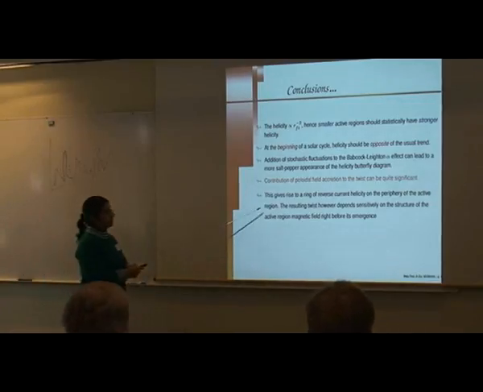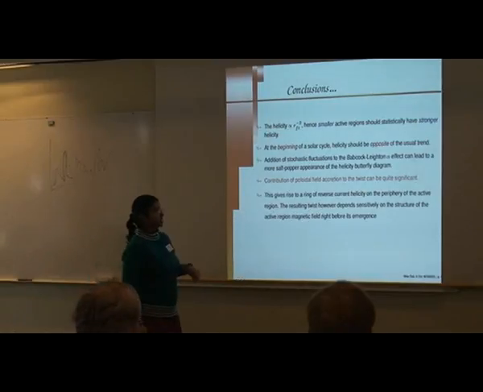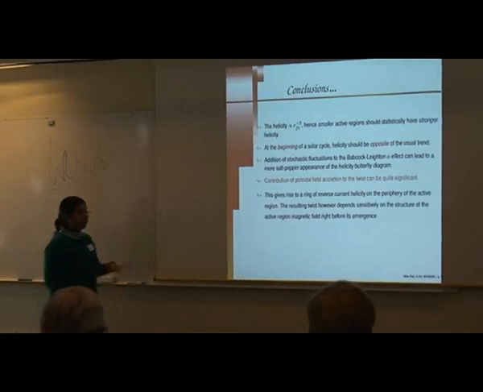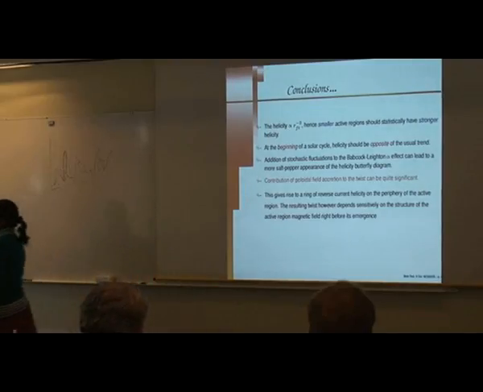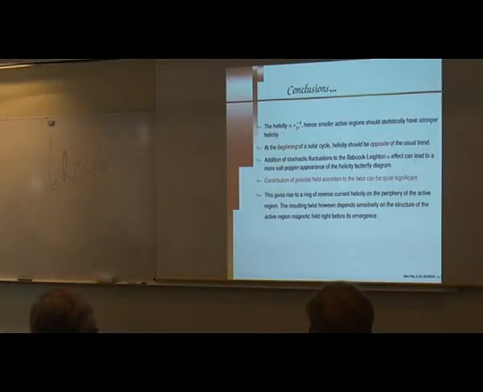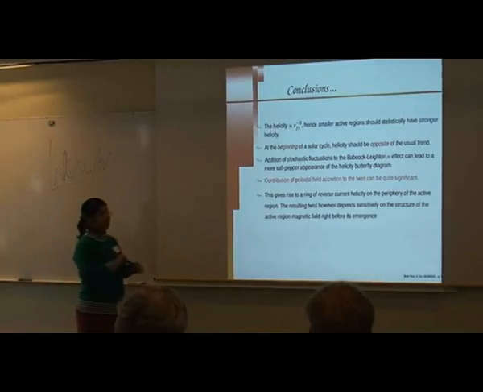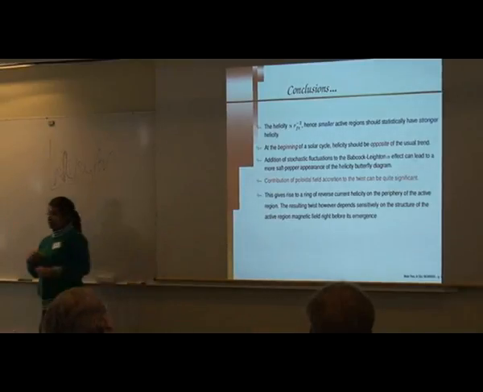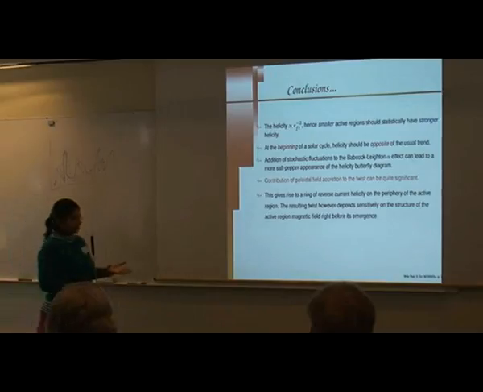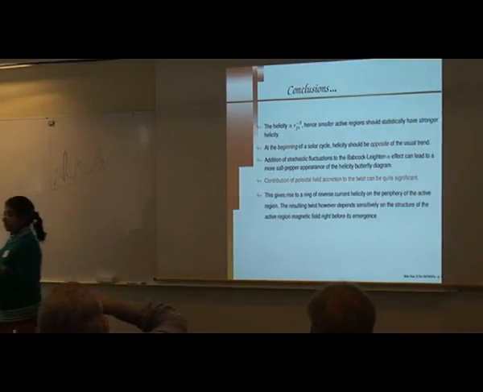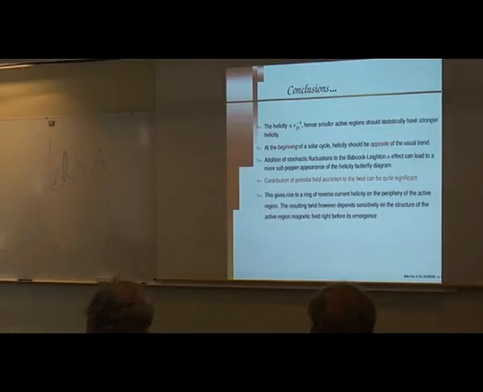And the last result is that this gives rise to a ring of reverse current helicity on the periphery of the active region. However, the resulting twist depends sensitively on the structure of the magnetic field in the subsurface. Since we don't have any information about the subsurface phenomena, it is difficult to say what is really happening there. But I would like to say that the sigma effect, which was proposed by Longcope et al., can be an equal contributor to the helicity of the active regions compared to other dynamo-generated methods.